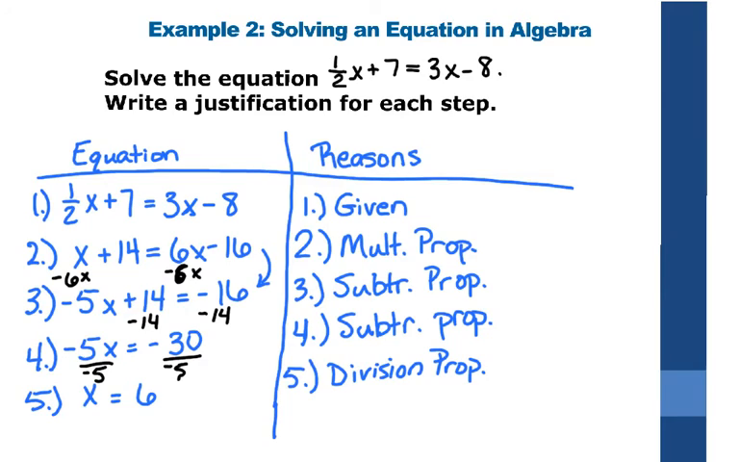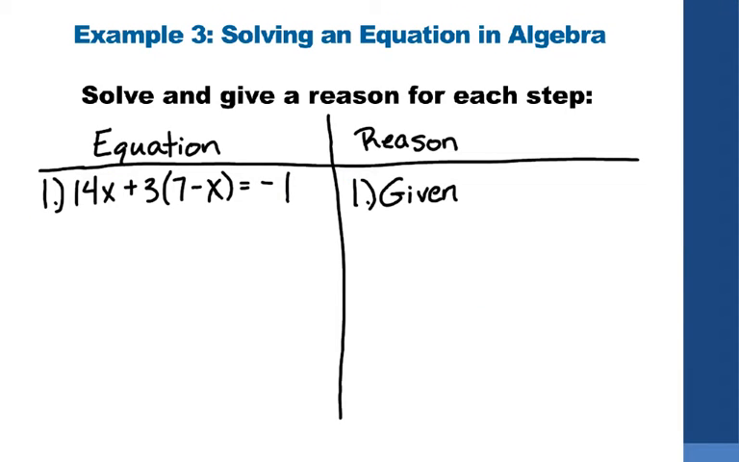Let's do some more. Alright, example 3. I don't have the steps all written out on this one, we're just going to wing it. There are several ways that we can go about solving this. I'm just going to do it my way, and if you want to do it your own way on your own paper, great. I am all for that. Just justify your steps for each step. Okay, give me a reason.